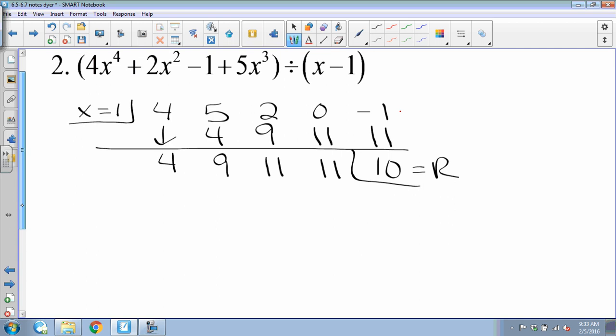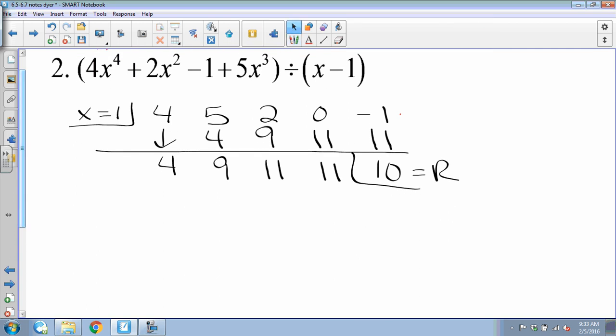Okay, so my original problem started with x to the 4th. So my answer has to start with x to the 3rd. That should make logical sense to you, because if I'm taking x to the 4th and I'm dividing it by x, my answer is going to be x to the 3rd, right? So it should start with one exponent lower. So x to the 3rd, then x squared, then x, then my constant. And the pluses or minuses are determined by whether those numbers are positive or negative.